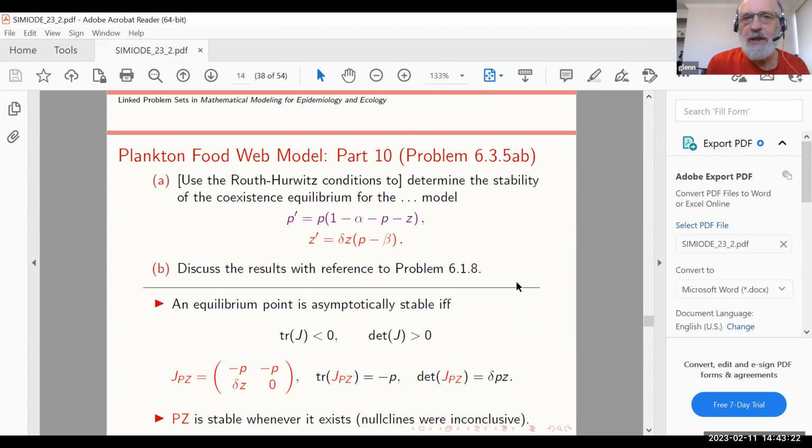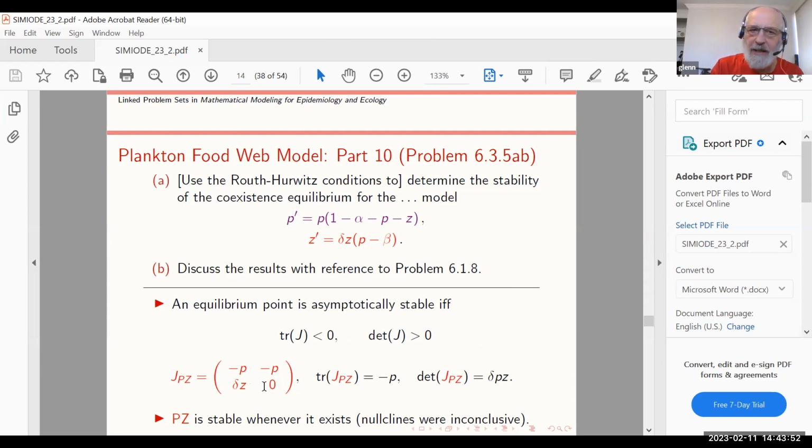So I skipped a couple of parts. I'm on to the last section. And so this time I'm going to use the Routh-Hurwitz conditions, and I'm not going to spend a lot of time on this because my second problem has a better illustration of Routh-Hurwitz conditions. So for two-dimensional, we just get that you're asymptotically stable if the trace is negative and the determinant is positive. That occurs here. The thing that's important to notice is that I have not solved these equations for P and Z and plugged in the formulas.